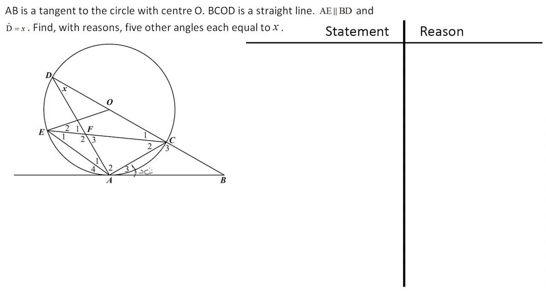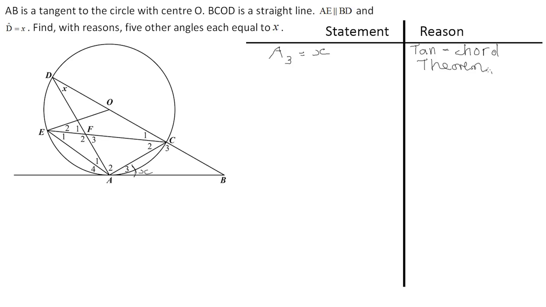Now let's write it down straight away because they want 5 angles that are equal to X. So we're going to say firstly, A3 is equal to X. Why? Tangent AB, chord AC, tangent chord theorem. Right, we have one angle already.